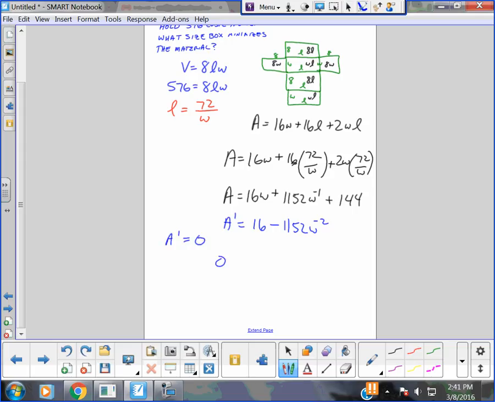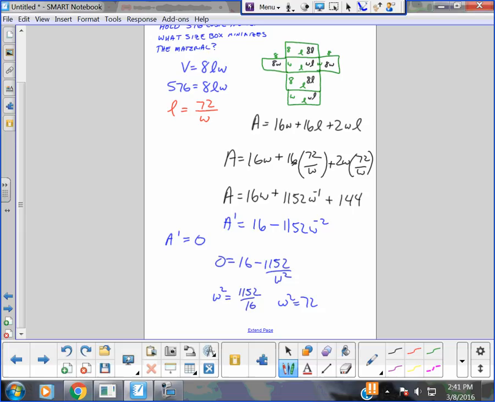So I think I can do this. I get 0 equals this. Tell you what, I hate wasting time, so I bring that over, and I'm going to get 1152 over W squared. When I solve this, you should be able to get to this. This is just algebra. W squared is 1152 divided by 16. I get W squared is 72.